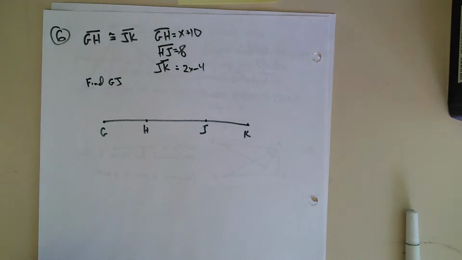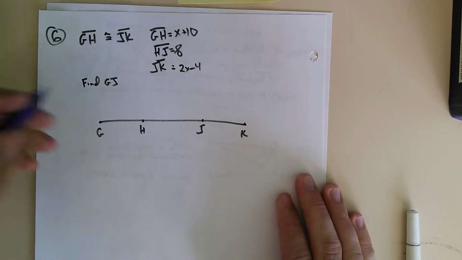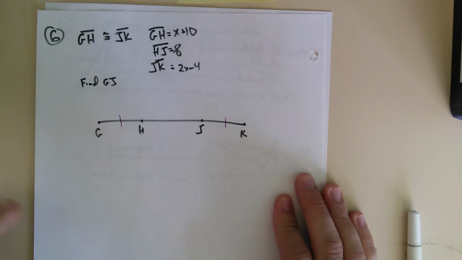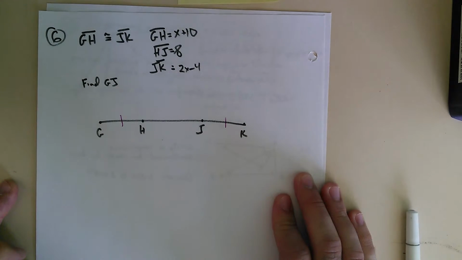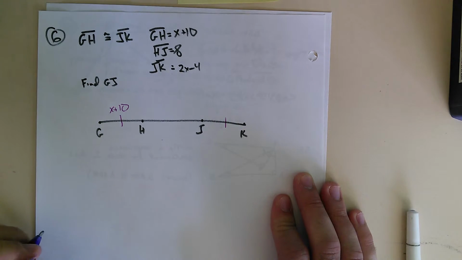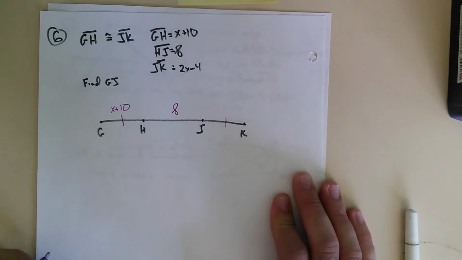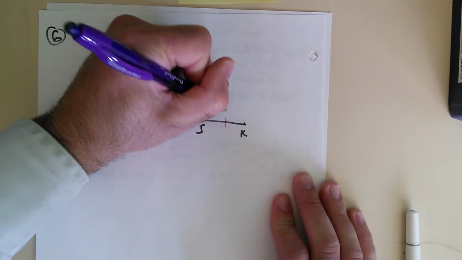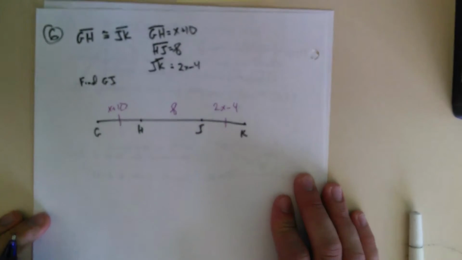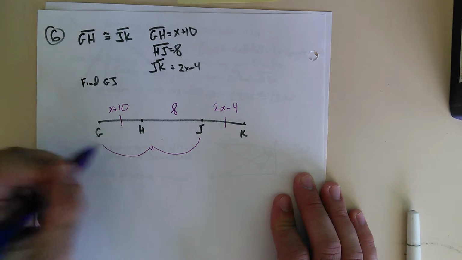Okay. Number 6, it tells us that GH is congruent to HK. So here's GH and here's HK. Those are congruent. And GH is going to be x plus 10. Right, that's the value here, x plus 10. And HJ is going to be 8. And JK is going to be 2x minus 4. And we want to find GJ. This segment here.